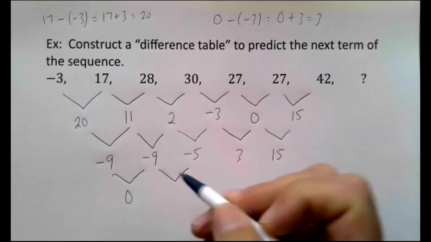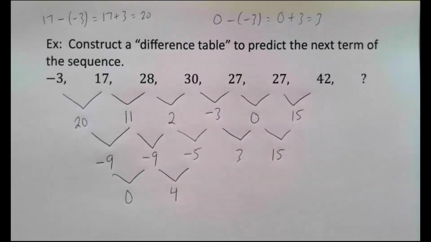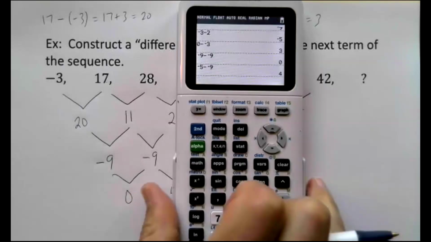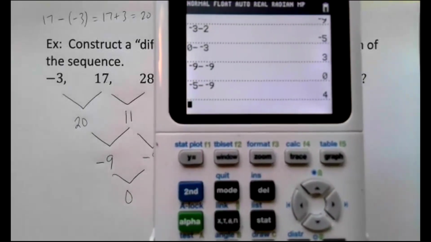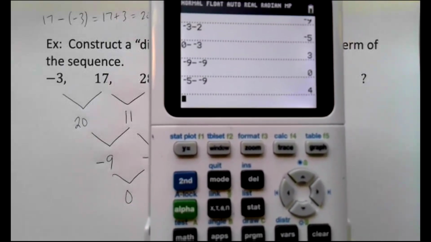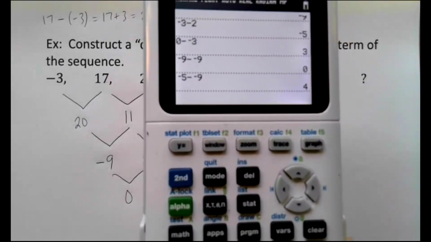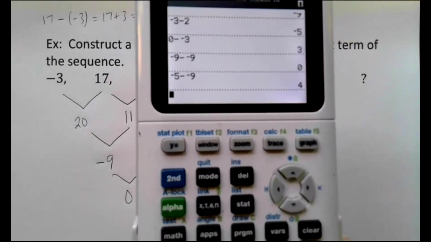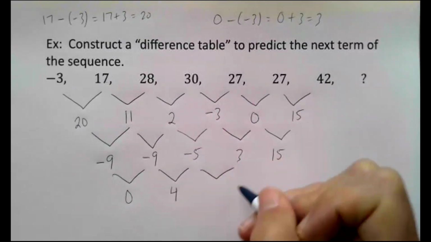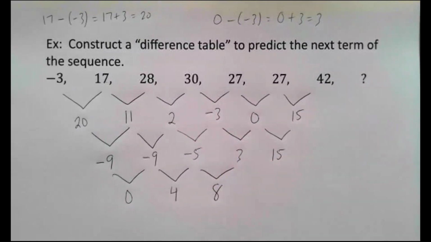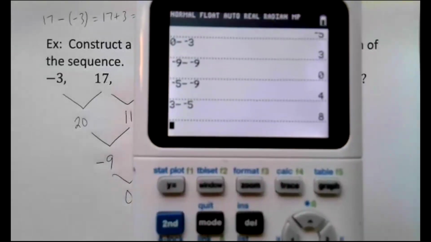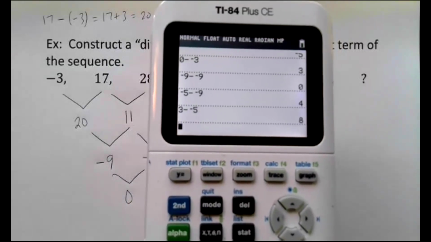Think about -5 subtract -9. That's going to be a +4. Why is it +4? Because that minus a minus becomes a plus. It's really -5 plus 9, and -5 plus 9 is why we get 4. Think about 3 minus -5. That's going to be an 8. Again, that minus a minus becomes a plus. 3 minus a -5 is the same as 3 plus 5.